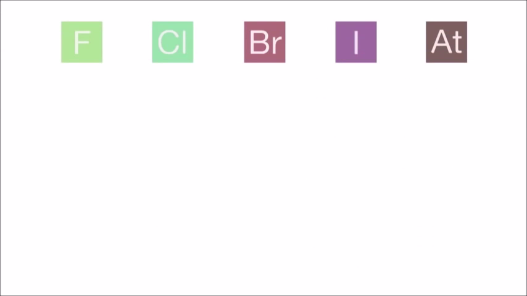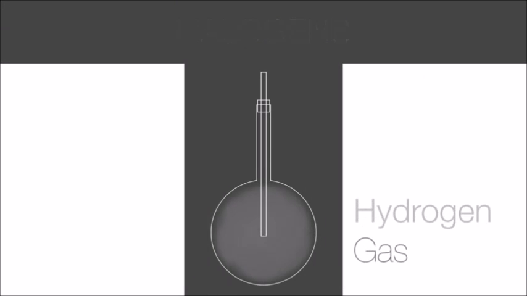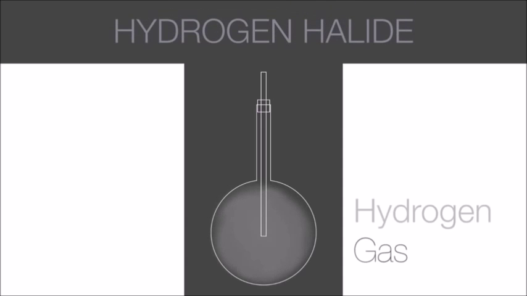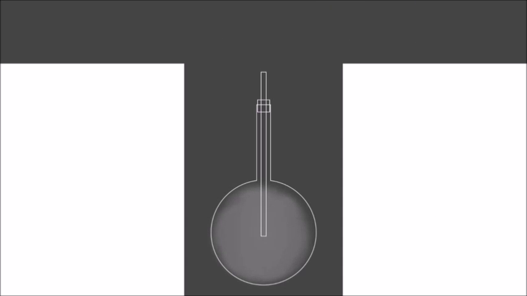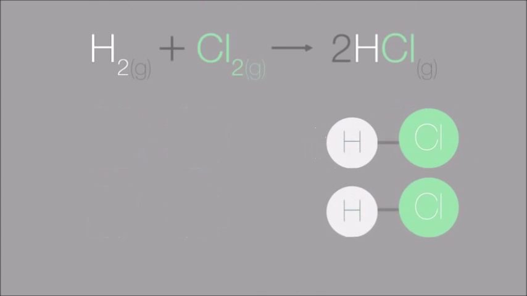Halogens can react with certain metals to form metal halides. Halogens can react with hydrogen gas to produce the corresponding hydrogen halide. Most of these reactions are also highly exothermic. As an example, chlorine gas and hydrogen gas can react to form hydrogen chloride.